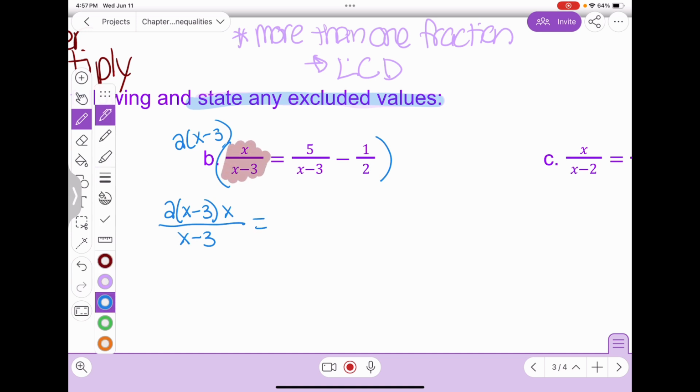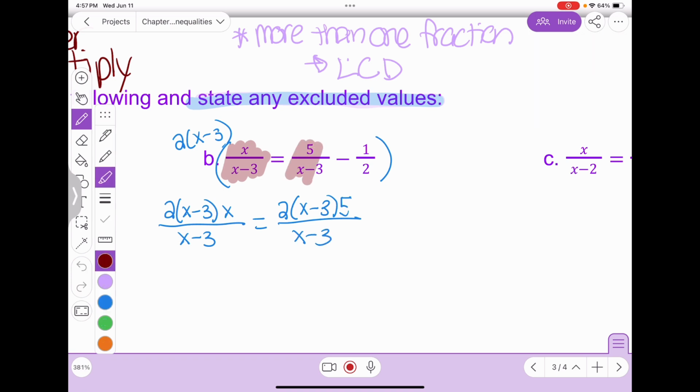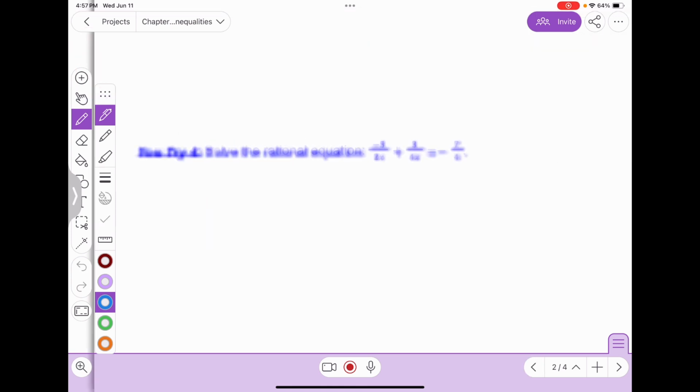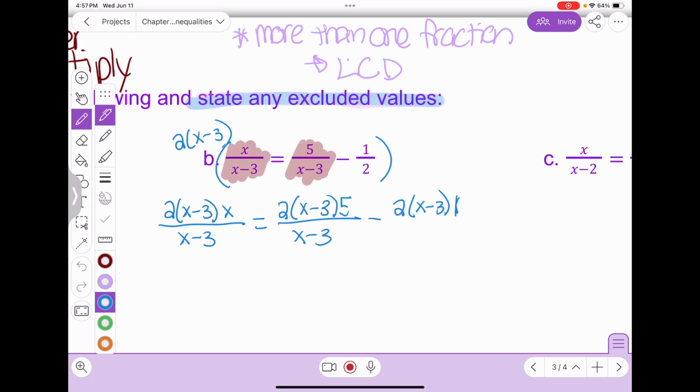Then we're going to write the equal sign. Then we're going to do the same thing. We're going to list the 2 and the x minus 3 and the 5 that's there and write the denominator. So now we've done this fraction. Then we're going to write the minus sign. Then we're going to do it again. 2, x minus 3, and the 1 that's there over 2, because that's the bottom of that fraction.